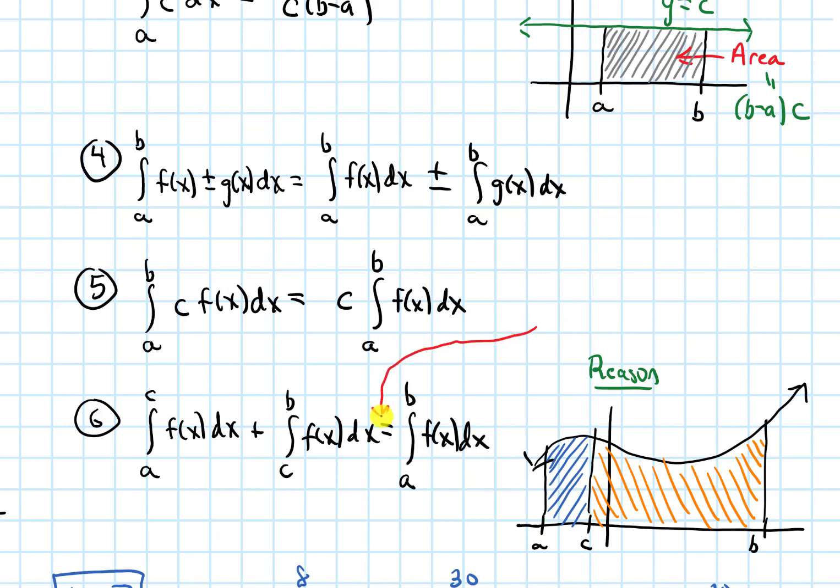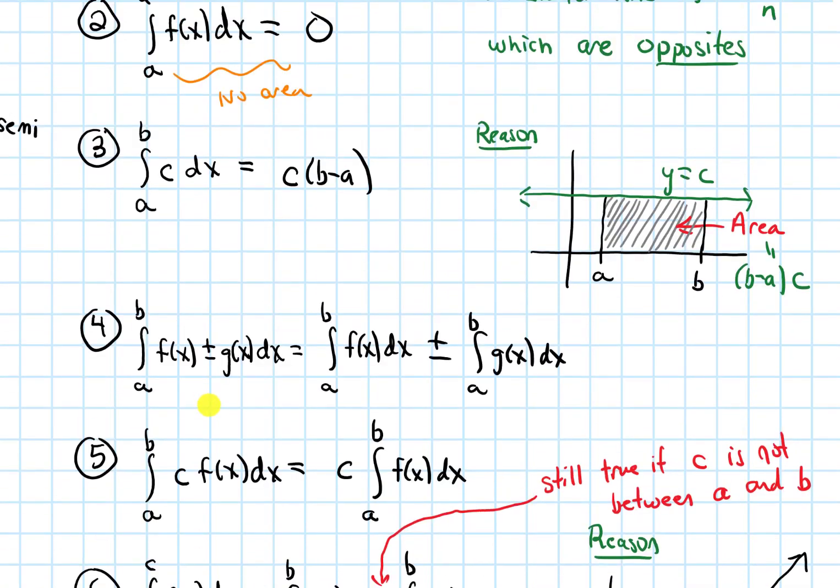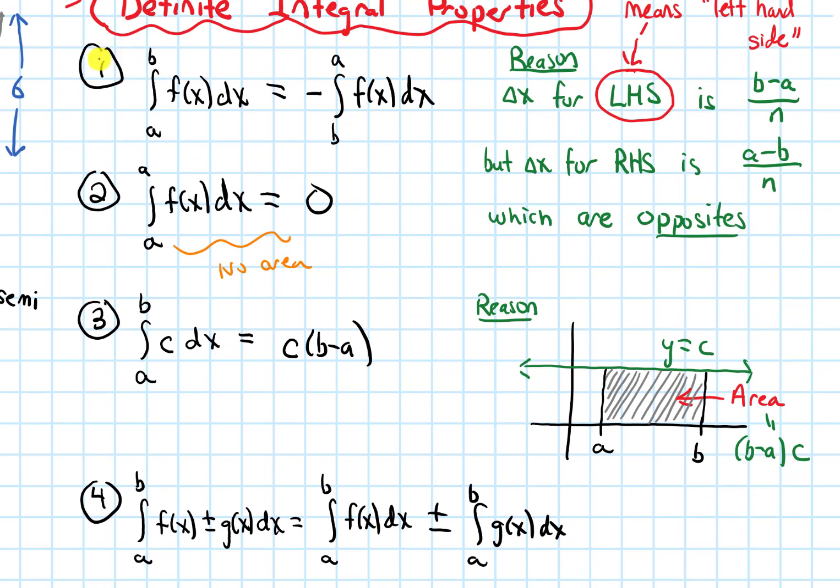And in this picture here, the value of c that we had was in between a and b, but it turns out this will still be true even if c is not between a and b. And actually, if c wasn't in between a and b, I could still draw a picture of this and explain it visually, and I could justify it using property 1.